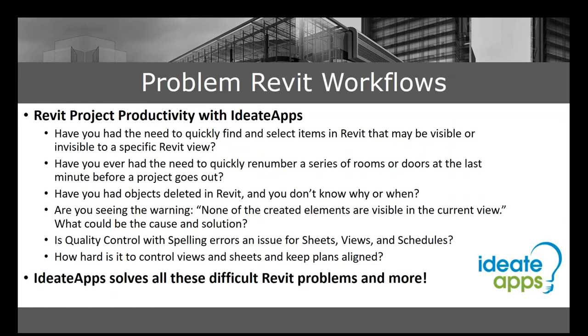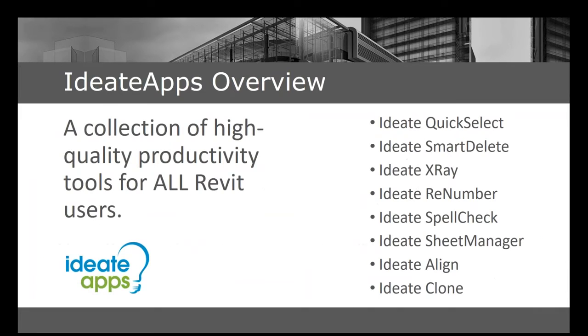So all of these problems are solved with our solution called IdeateApps. And so, as I said, IdeateApps is a little bit unique because it actually contains 8 sub-applications or tools, if you will, that make up the IdeateApps solution. So those tools are called Ideate Quick Select, Smart Delete, X-Ray, ReNumber, Spell Check, Sheet Manager, Align, and Clone.